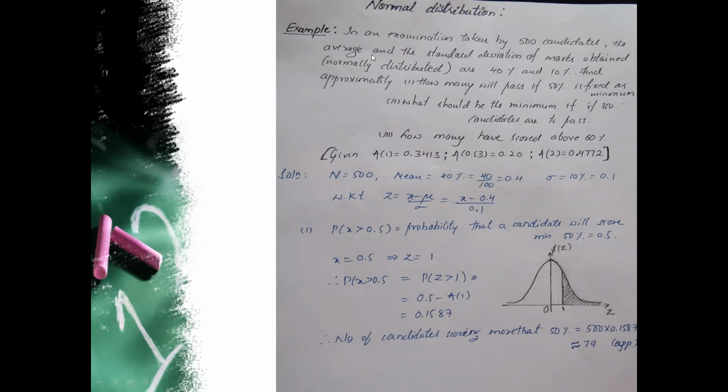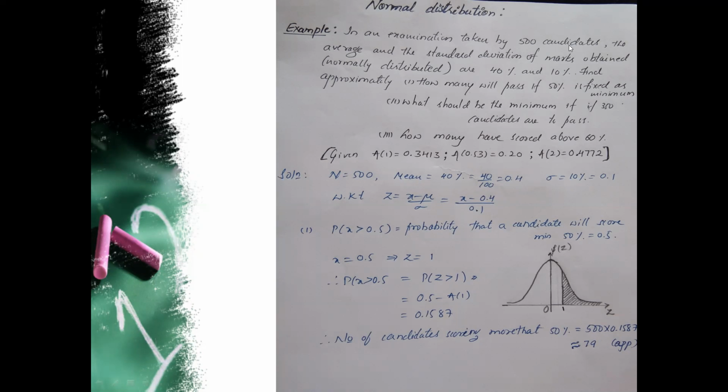The example here is: in an examination taken by 500 candidates, the average and the standard deviation of the marks obtained are 40% and 10%. Find approximately how many will pass if 50% is fixed as a minimum. Second question: what should be the minimum if 350 candidates are to pass? And last question: how many have scored above 60%? Again, the areas of some values are given here. Now, let us look into the question.